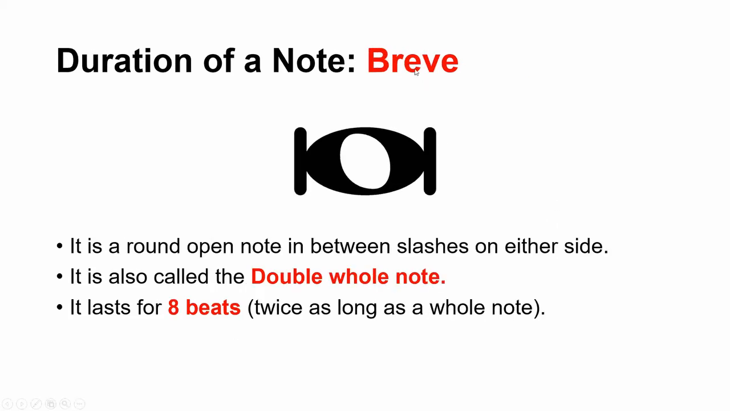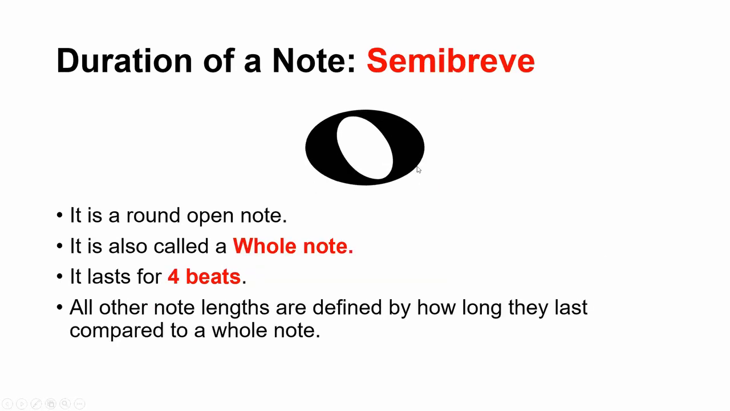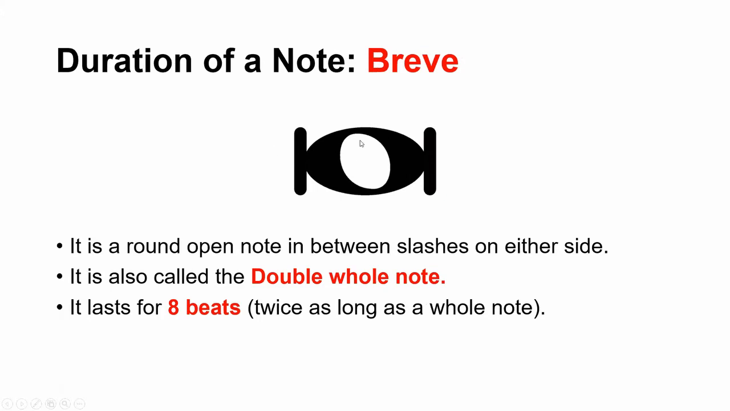The next note is called a breve. Now, if this is a semibreve and it's a whole note and it lasts for 4 beats, a breve looks like this. It looks like a semibreve, but it's got 2 slashes on either side. In modern music, this is the way you'd see it: 2 slashes and a semibreve in between. It's called a double whole note.